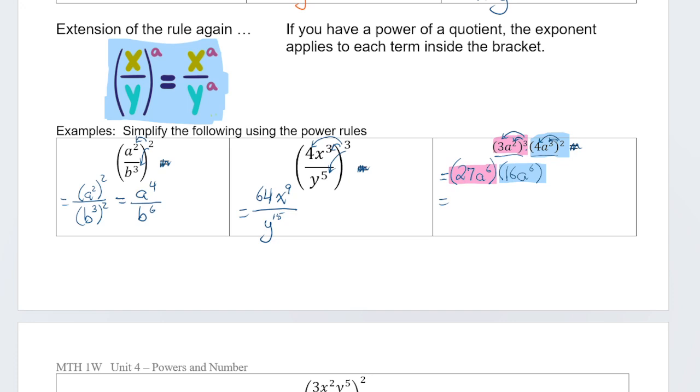Okay, 27 times 16. I don't know that off the top of my head. That's 320 and 70 and 42. 432. That's probably wrong. I don't have my calculator, so double check that one on me. A to the 6th times a to the 6th. If I'm doing a to the 6th times a to the 6th, remember that's a to the 6 plus 6, which is 12. A to the 12.